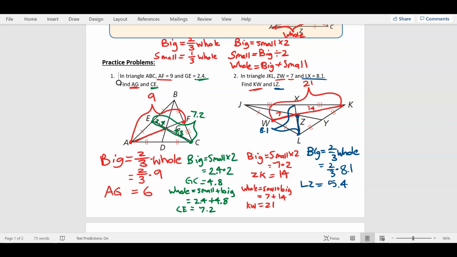I know these are complicated. I know this is like, what's going on here? But if you remember, if you're given the whole thing, multiply by 2/3 for the big, multiply by 1/3 for the small. If you're given the small part, just double it to get the big part, and then add them up for the whole thing. If you're given the big part, divide it by 2 to get the small one, add them up to get the whole thing. Okay? There are multiple different types of problems you could have when you're doing these.